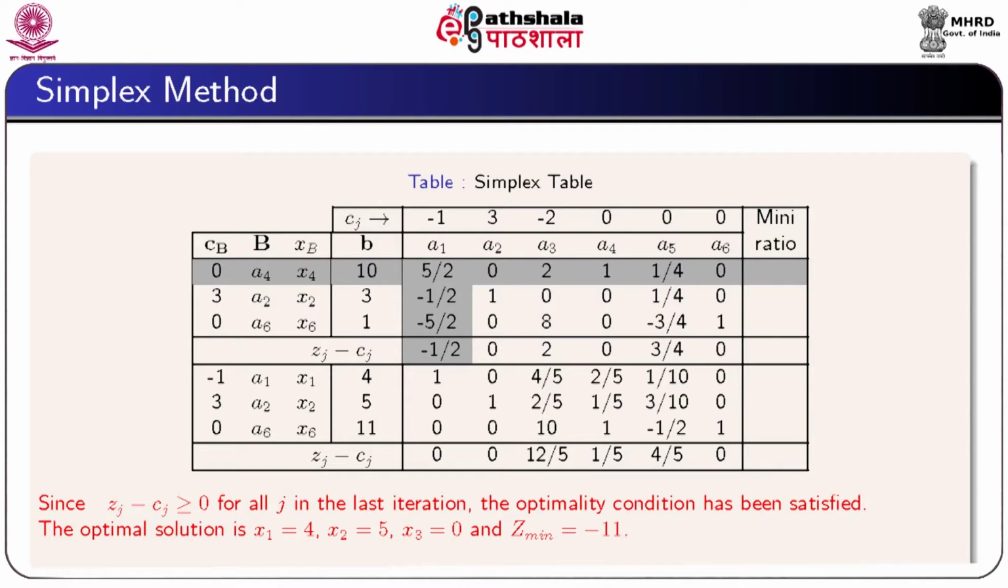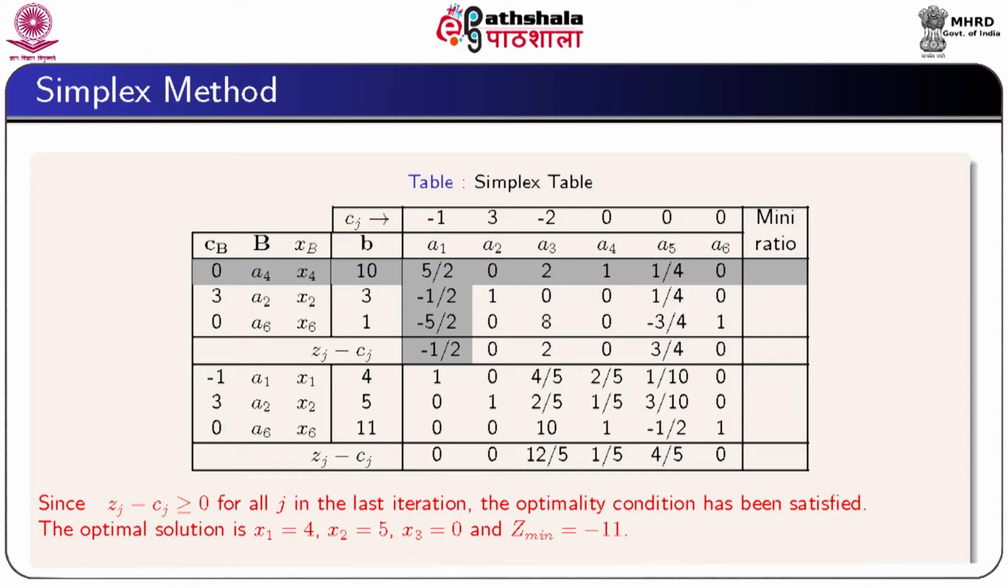In the next iteration, A4, A2 and A6 form the basis. From the values of Zj minus Cj, we see that Z1 minus C1 is the only negative one, and therefore the corresponding vector A1 will enter the basis. Since A1 has only one positive component, which is 5 by 2, the corresponding vector A4 will be the departing vector. So, in the next iteration, A1, A2 and A6 will form the basis.